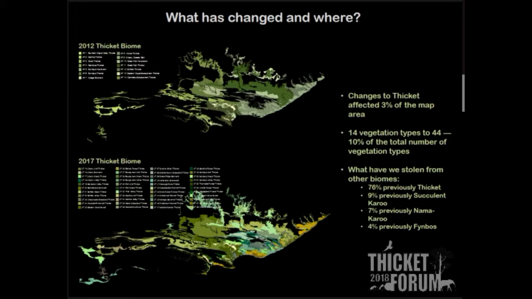In that process, we also sort of stole a bit from the surrounding biomes by using that STEP classification. So in the updated classification, about 3/4 of what was included as thicket is still thicket here. But we've also gained some ground from the succulent karoo, the Namaqualand, and also from the fynbos. The biggest one was from the succulent karoo. Next slide, please.